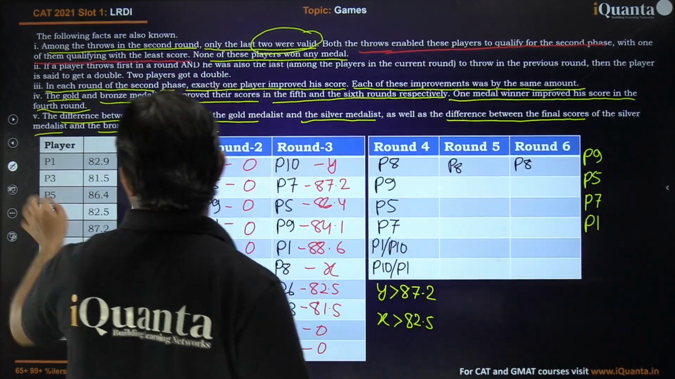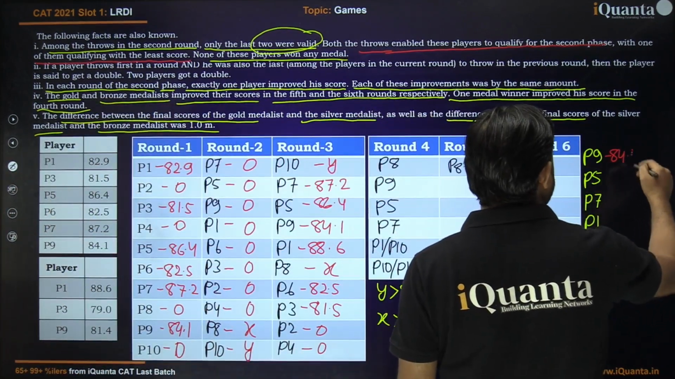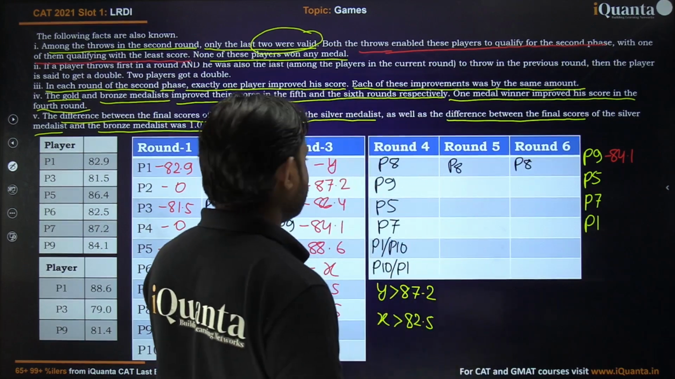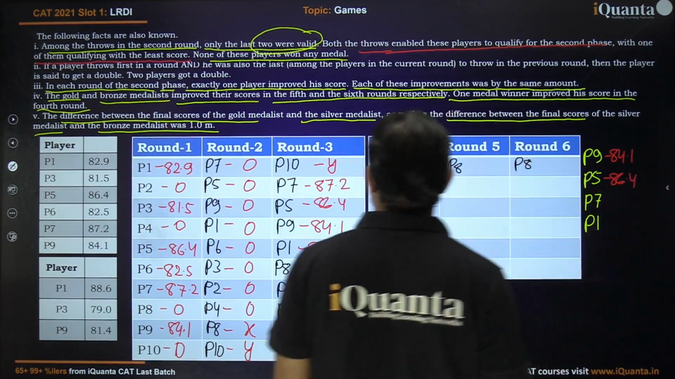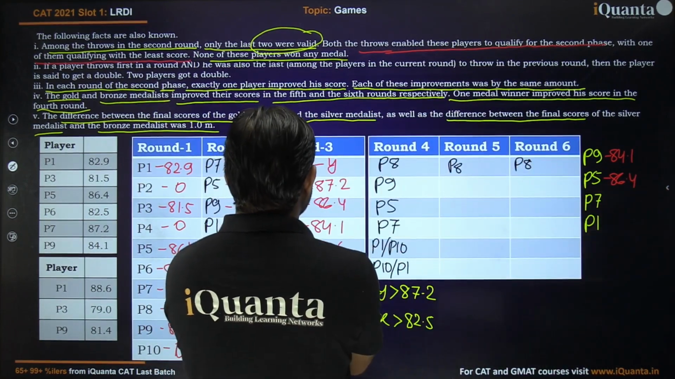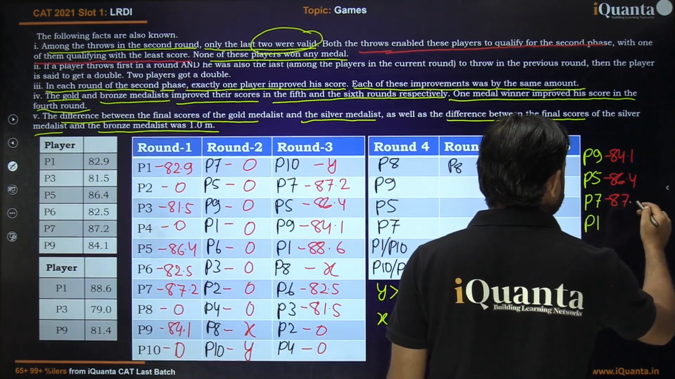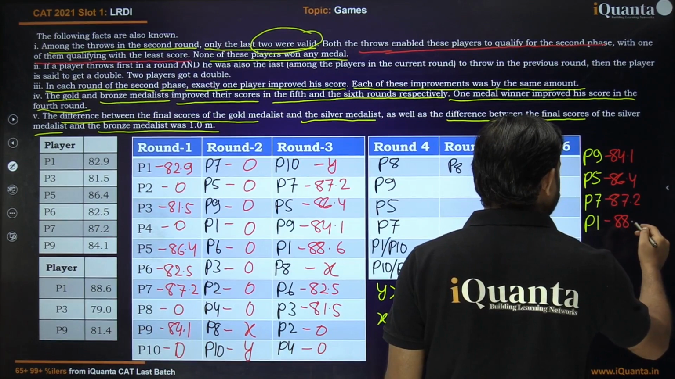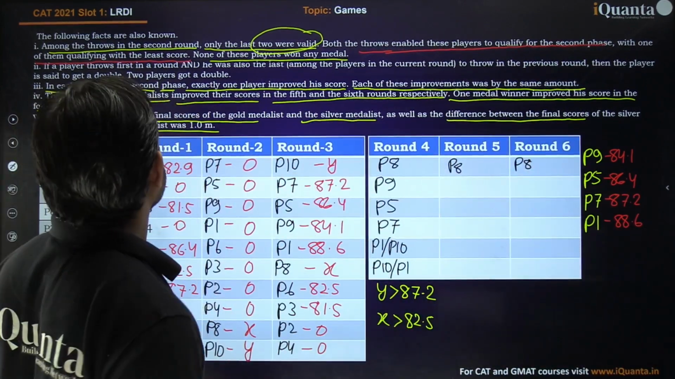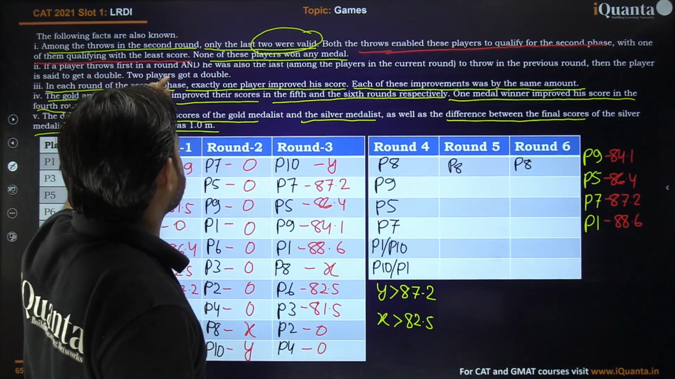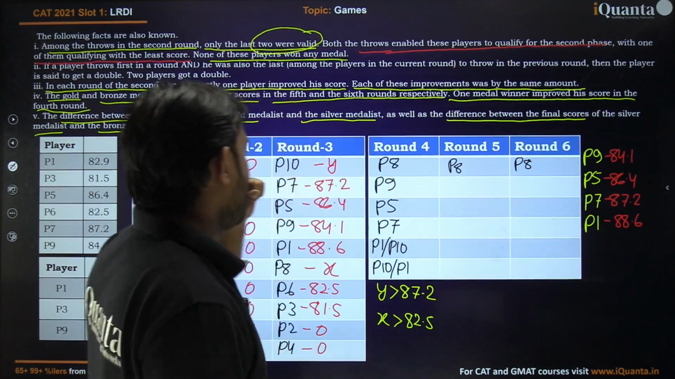What's the score of P9? It will be 84.1 before round 4. Then P5, it will be 86.4. Then it's P7 who got 87.2. Then it's P1 who got 88.6. Now, what we know here is that in each round of the second phase, exactly one player improved, right? In each round, exactly one player improved.